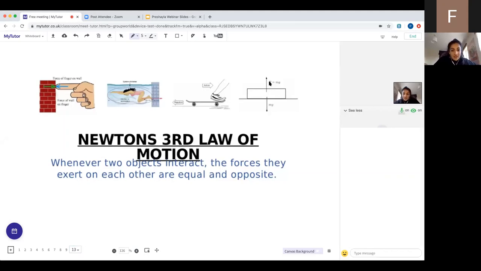Anything sitting on a table has a weight, right? We know that. Any object has a weight. The weight acts onto the table, so it pushes down on the table. But you also need to remember that the table pushes up on the object with a reaction force. So whenever we have two objects in contact, the forces that they exert on each other are equal and opposite.